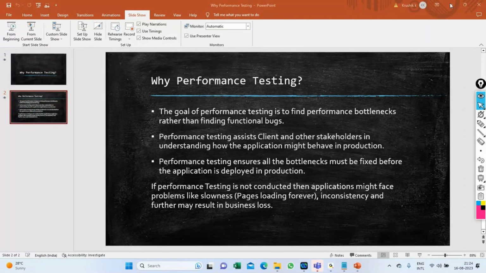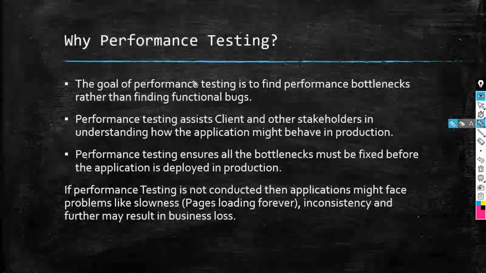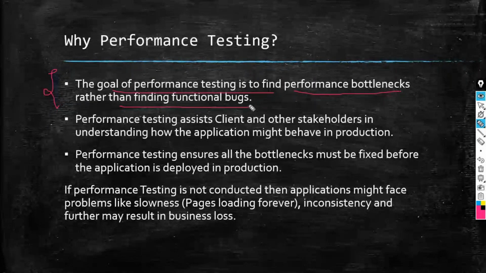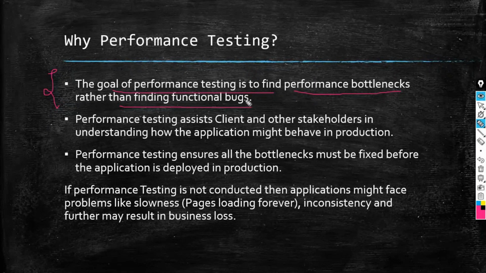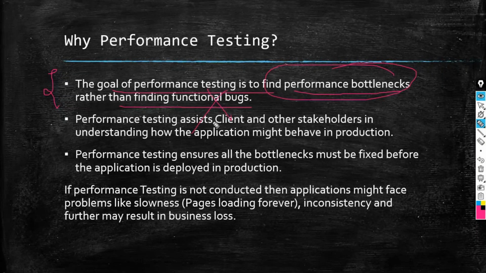One more important thing here, as discussed a few minutes ago, the goal of performance testing is to find performance issues rather than finding functional bugs. I told you, right? So as a performance tester, we primarily focus on the performance issues, not the functional issues. Yes, functional issues are important, but we primarily look into the performance bottlenecks or performance issues.